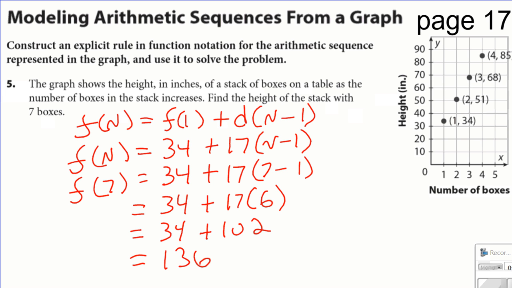All right. So in context, what does this mean? Well, when I get the 7 boxes, the height is going to be 136 inches. So the height of the stack with 7 boxes is 136 inches. And that is modeling an arithmetic sequence from a graph.